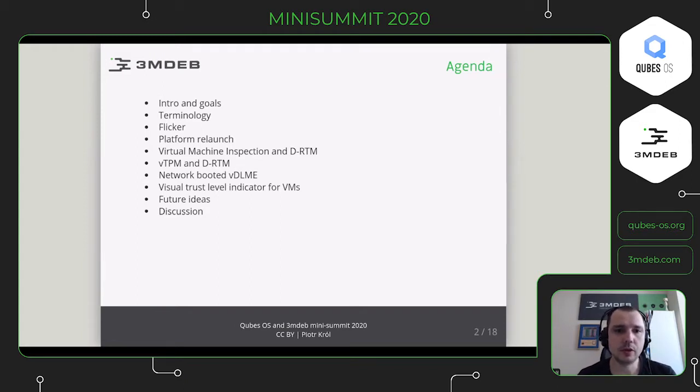A little bit about how we can do platform relaunch with D-RTM and how those two functionalities play together. Virtual machine introspection and D-RTM, vTPM and D-RTM. Then I will show some architecture of network booted VDLME, virtual dynamic launch measured environment. Then I will show some possibility of using that in Qubes OS by a visual trust level indicator for VMs, and then some future ideas and discussion.